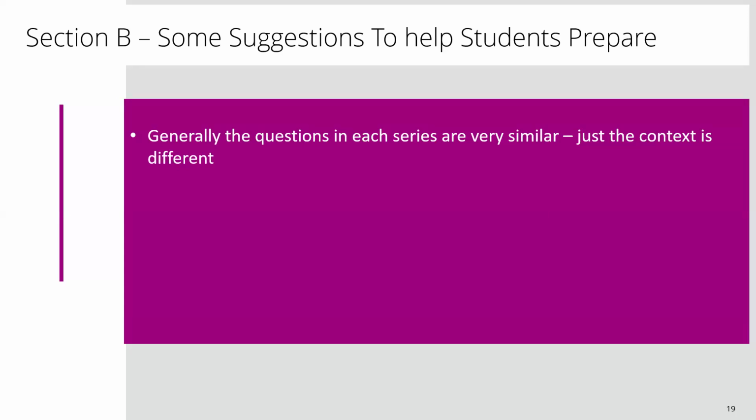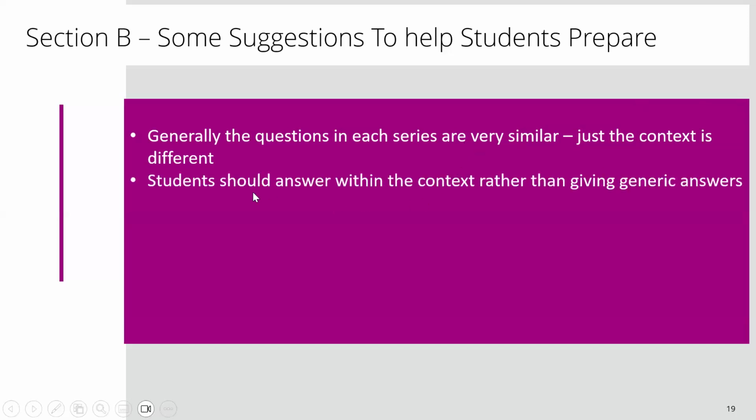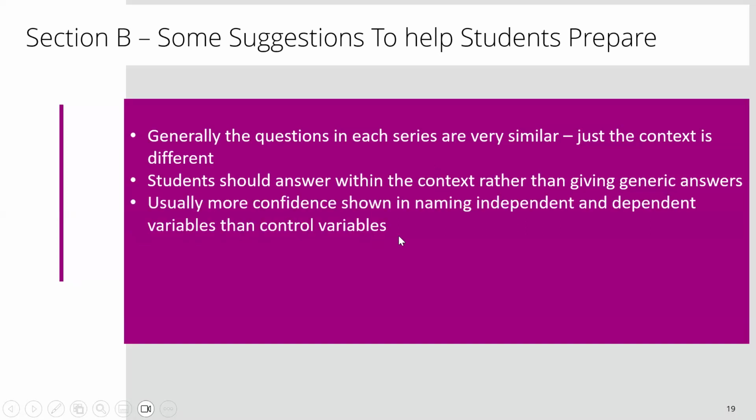So there will always be questions where they're expected to identify variables. There'll always be some sort of data to analyze in a table, or draw a graph, describe a relationship. There will always be very, very similar questions. It's just the context that changes. Best answers to questions in this section use that context rather than giving generic answers. So they will read the question, make sense of what's going on, and use the context there rather than just trying to churn something out that they've learned generically.